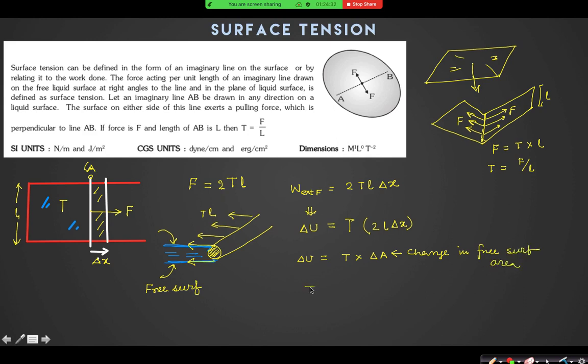So how is surface tension defined? It is delta U by delta A, joule per meter square, which is also a definition of surface tension. Surface energy per unit area is also surface tension. So it can be defined in both ways: either T equal to F by L, or delta U by delta A. Both definitions of surface tension you can use.